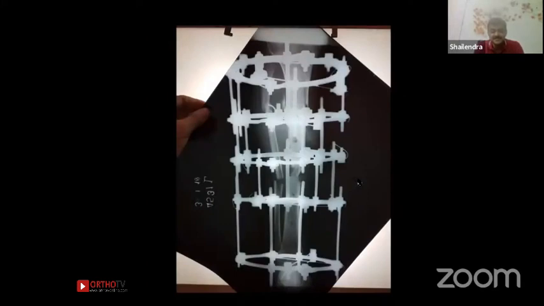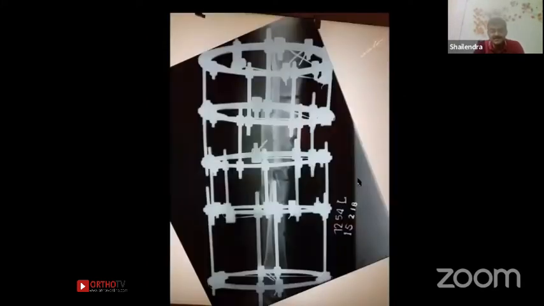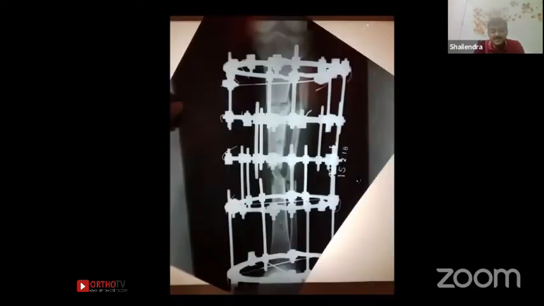Same AP and lateral view. There is approximation of the fracture site and opening of the corticotomy. This is the corticotomy opening up. I took a fibular graft and placed it in between the fracture fragments. I made a mistake. Never do this.